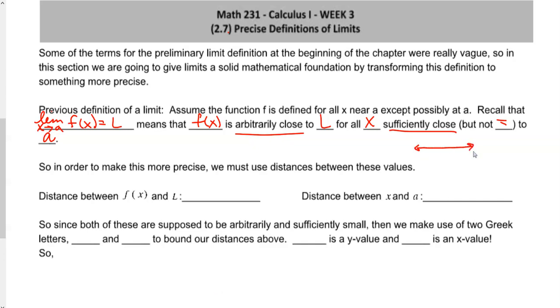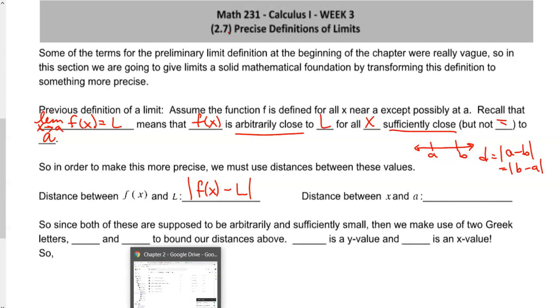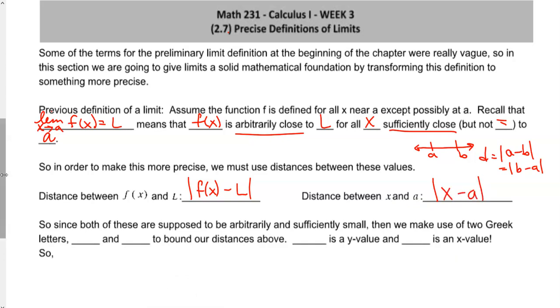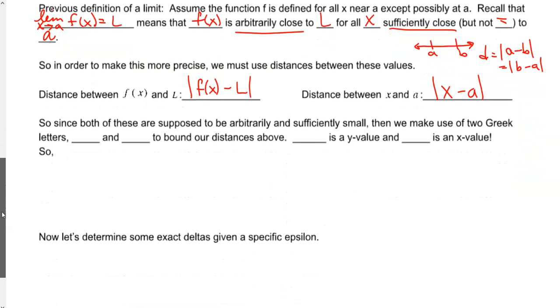Let me remind you about the distance between, say, 2 points, call them A and B. Then the distance is equal to the absolute value of A minus B, or the absolute value of B minus A. So when we bring things down to be a little bit more precise, we're going to need an absolute value. If I ask you what's the distance between f of x and L, with our absolute value, we could write the absolute value of f of x minus L. To define the distance between x and a, we could do the absolute value of x minus a. So these are going to be used in our more precise definitions.